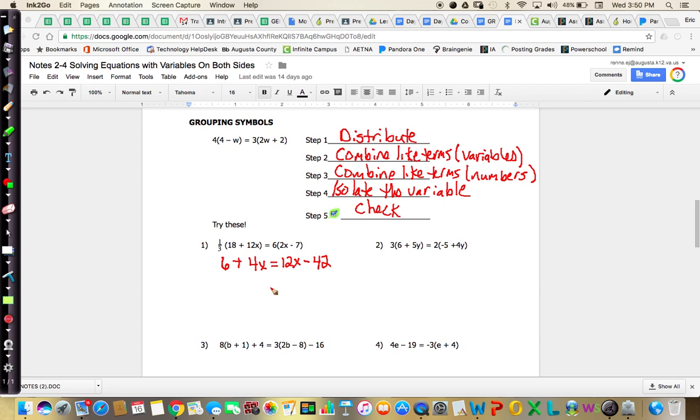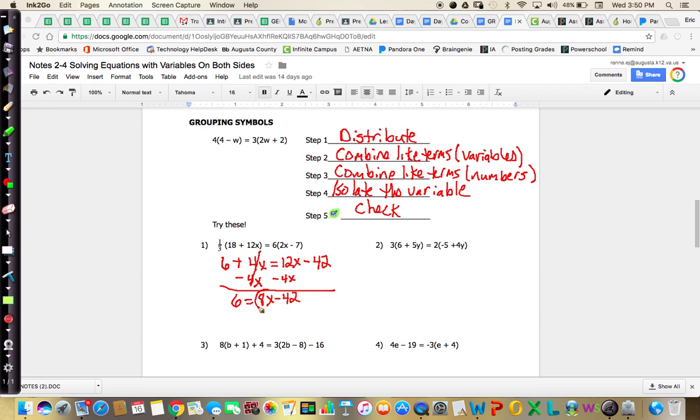Now, I always like to deal with positive variables. Okay, so I'm going to move the 4x so that I make the problem just a little bit easier because now I'm not dealing with any negatives. So 4 minus 4 cancels, bring down the 6. 12x minus 4x is 8x. And then we have the minus 42.